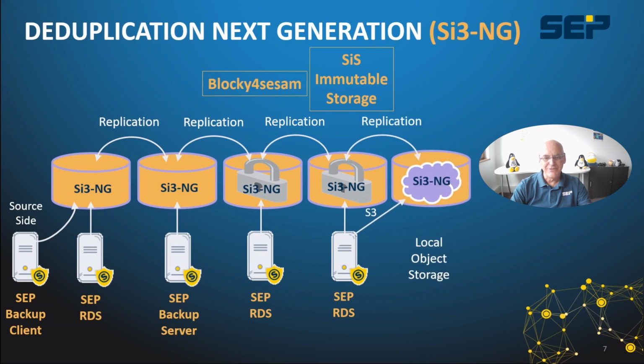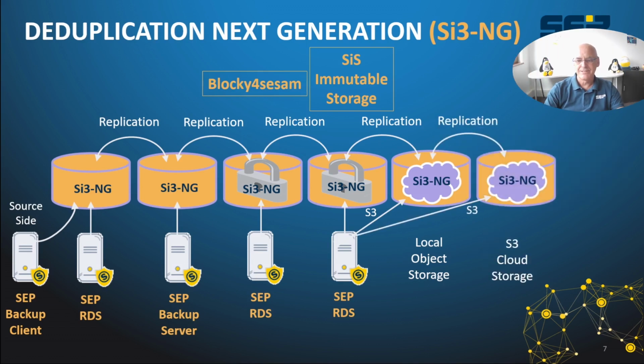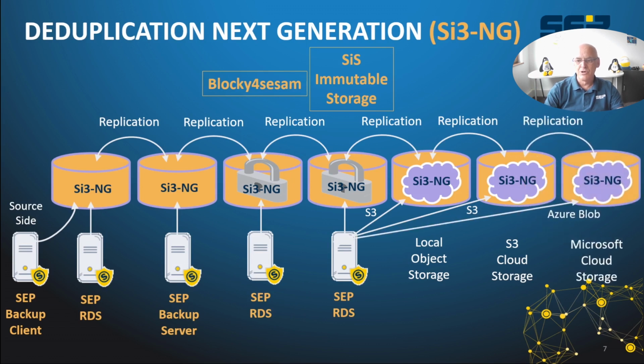You can specify that the back-end storage of your deduplication storage could be an S3 target like local object storage, could be an S3 cloud storage like Wasabi, like AWS, or whatever is available as an S3 storage. The choice is huge on the market, but we also support the Microsoft Cloud and can use Microsoft Azure Blob Storage as a target.